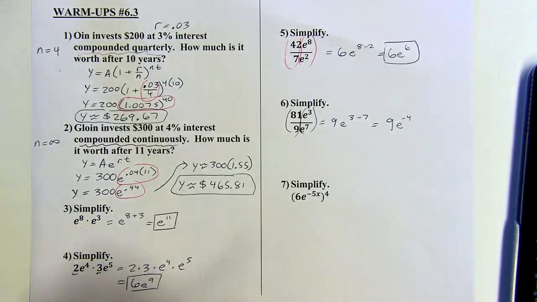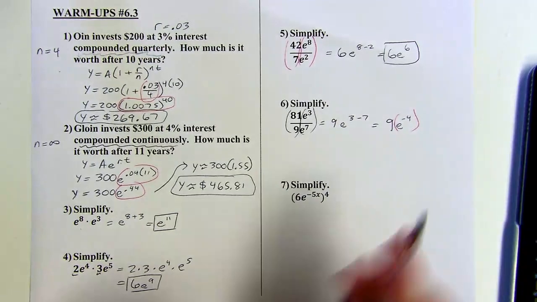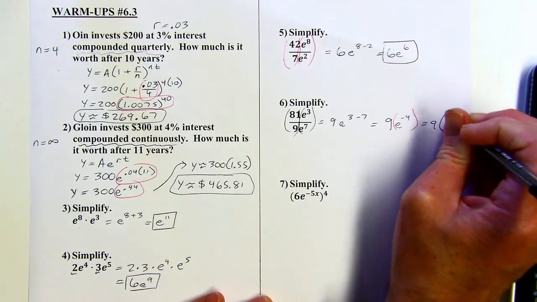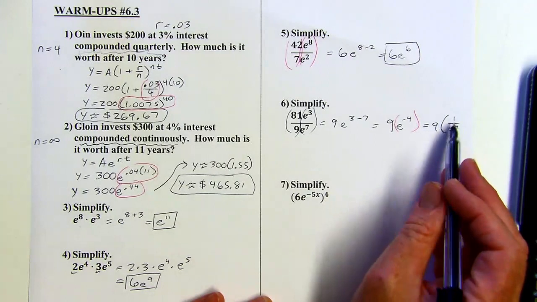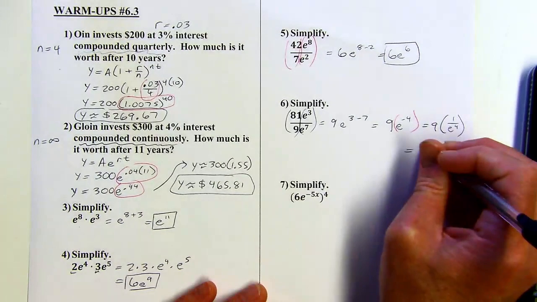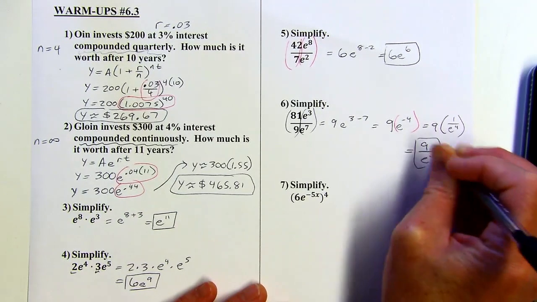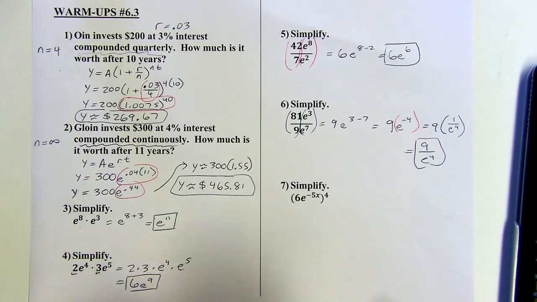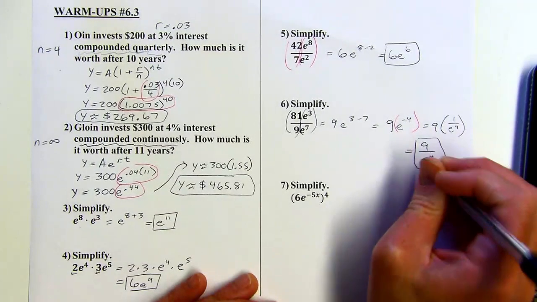But I don't want to leave a negative exponent in my final answer. So I'm going to take this piece and think of that as 1 over e to the 4th. The common mistake is people will write this as 1 over 9e to the 4th, but the 9 doesn't go in the denominator. The 9 is going to stay where it is because it doesn't have a negative exponent. The negative exponent is only for the e, not for the 9. It's not the quantity 9e raised to the negative 4th, in other words. Okay, so here is my solution for that one.